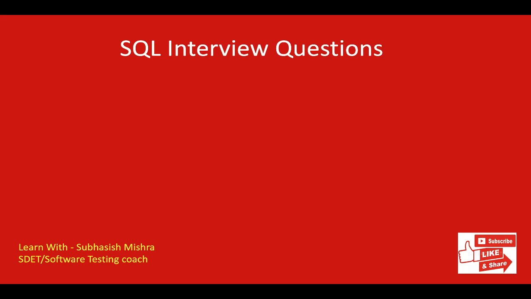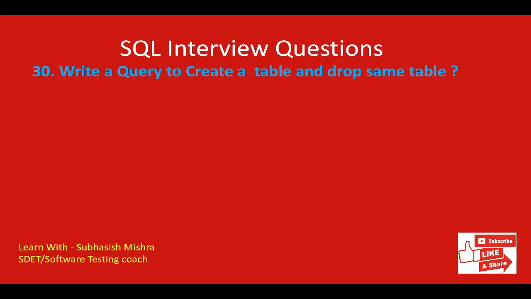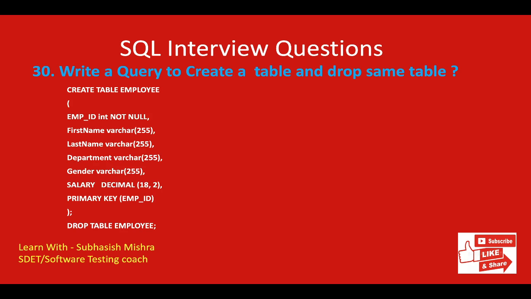Let's move to the last question. Write a query to create a table and drop the same table. Here I have already created a table. You can use this query: create table, then the table name, and whatever column names you want to write. For example, employee id, first name, last name, department, gender, salary, primary key. This primary key is not a column. Primary key is the constraint, and here the primary key is employee id, so we write employee id in brackets after primary key. All the others are columns.